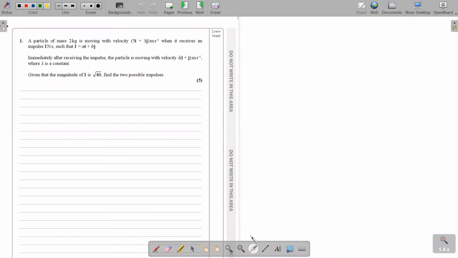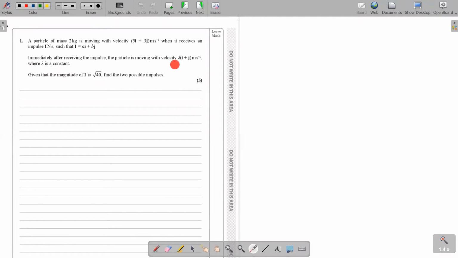A particle of mass 2 kg is moving with velocity 5i plus 3j meters per second when it receives an impulse I Newton such that I equals ai plus bj. Okay, so that's the impulse that you are receiving. So they say immediately after the impulse, the particle is moving with velocity lambda i plus j meters per second, where lambda is a constant. Given that the magnitude of I is root 40, find the two possible impulses. Okay, so you need to find the two possible values probably for the lambda value here, right?